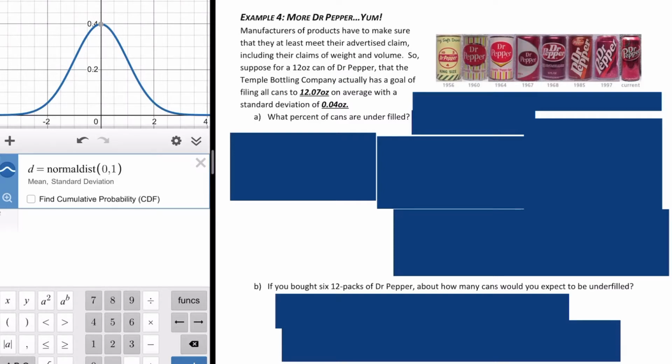Interesting note is that here in Temple, Texas, there is the Temple Bottling Company, which bottles Dr. Pepper among numerous other sodas. So this is a question that hits home for some of us.